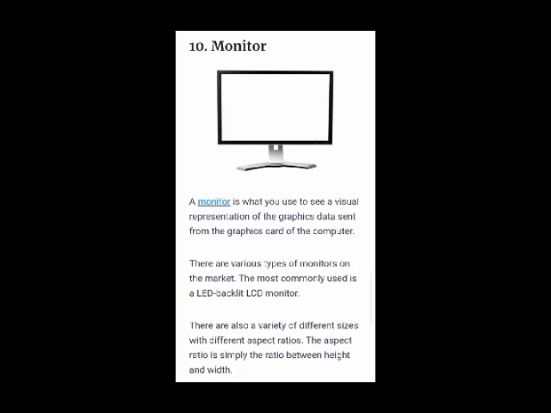There are various types of monitors on the market. The most commonly used is the LED backlit LCD monitor. There are also a variety of different sizes with different aspect ratios. The aspect ratio is simply the ratio between height and width.